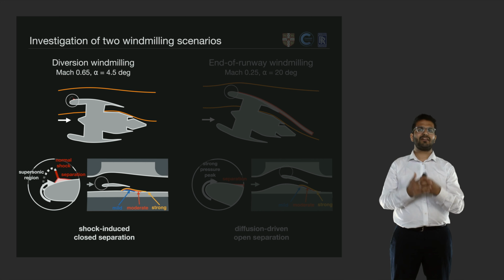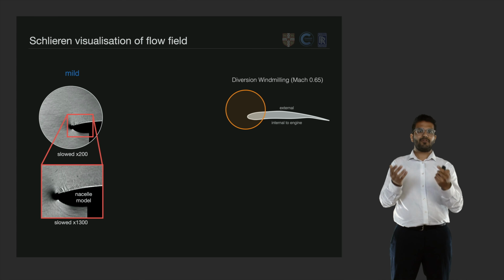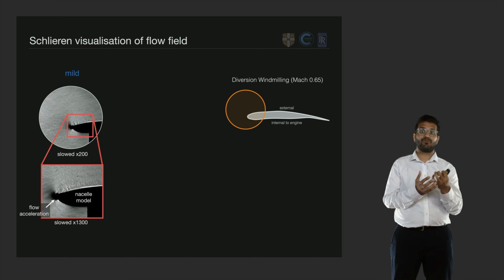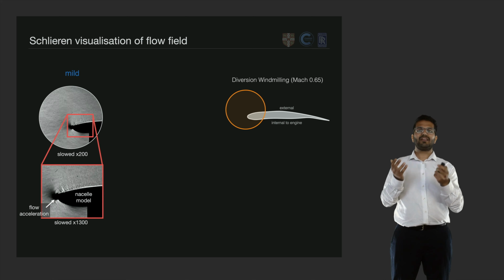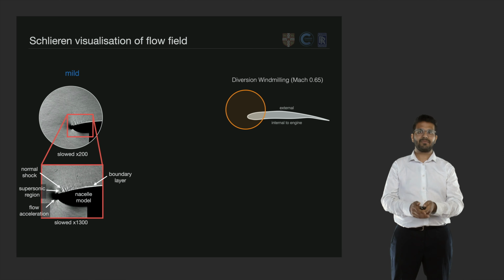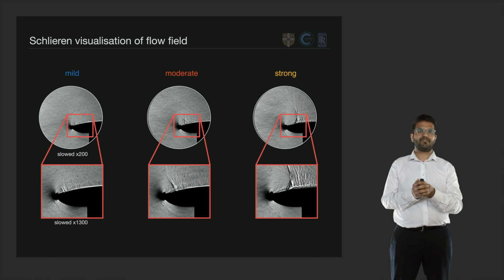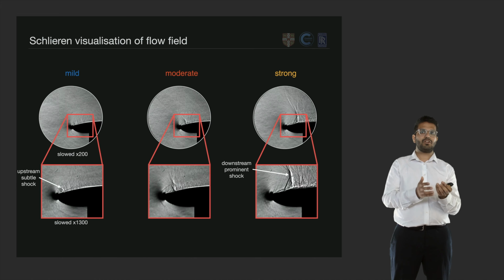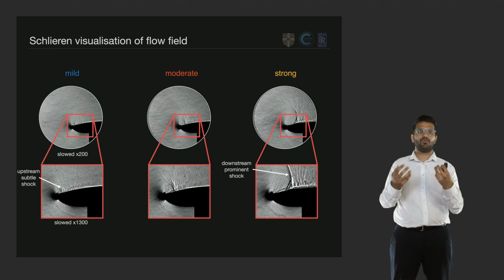We'll start off by visualizing the flow field using Schlieren imaging. From this video, we can identify a region of flow acceleration around the leading edge of the nacelle. We can see the supersonic region that terminates in a normal shock, and we can also identify the boundary layer developing on the external fan cowl surface. As we increase the severity of the windmilling, we can see a number of differences. The shockwave has not only moved downstream, but it's also become more prominent.